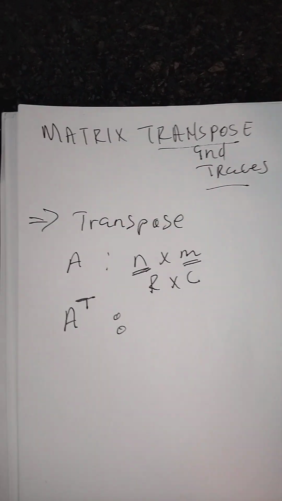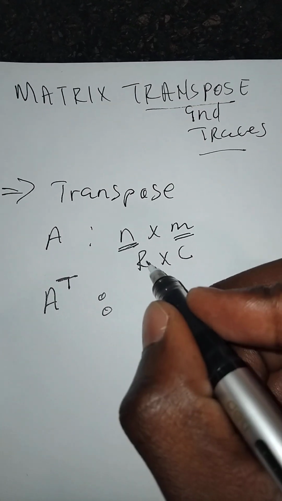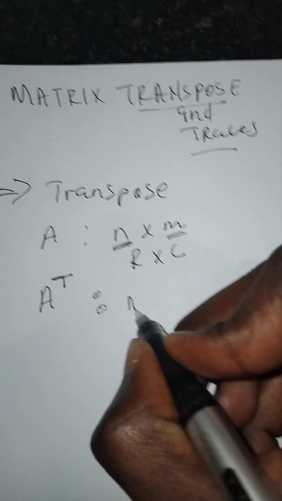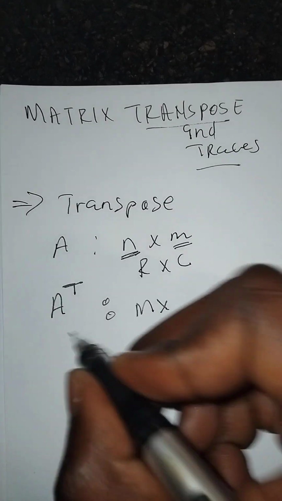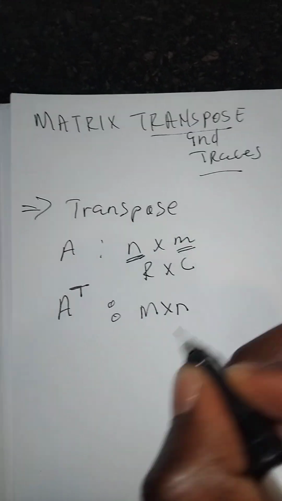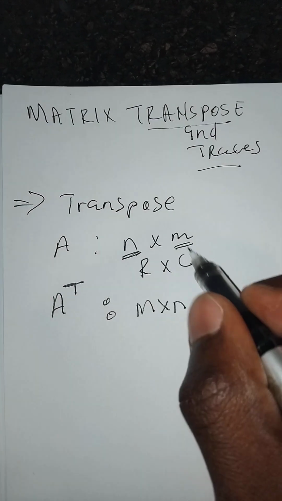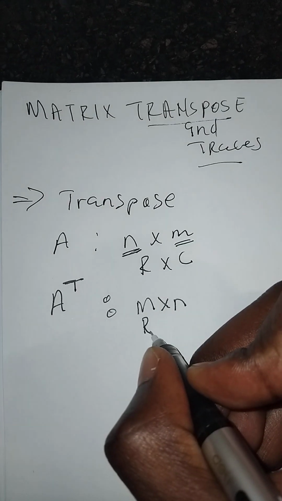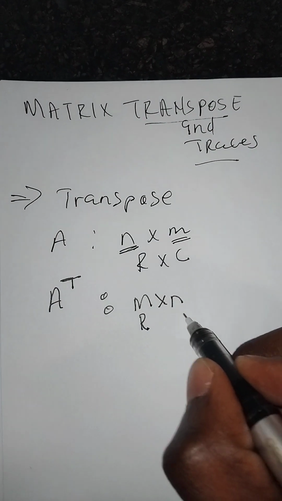When you're finding a transpose, basically the rows become the columns and the columns become the rows. By that I mean the order of the transpose of matrix A is going to be m by n. If it is m by n, we see that for A, m was the number of columns, but for the transpose, those columns became the rows, and n was the number of rows, now the rows became the columns.